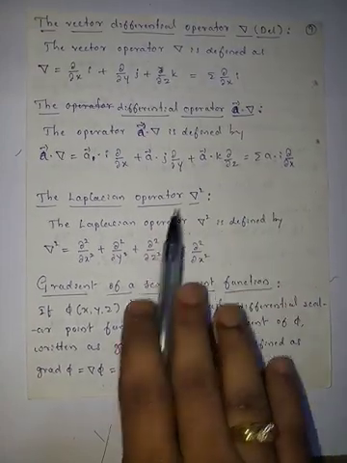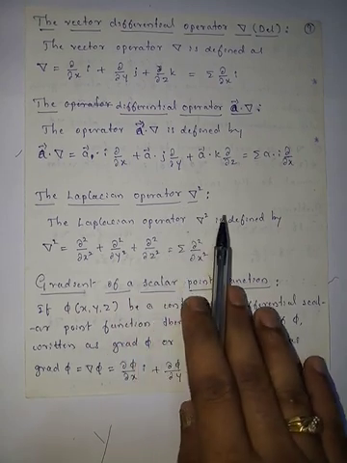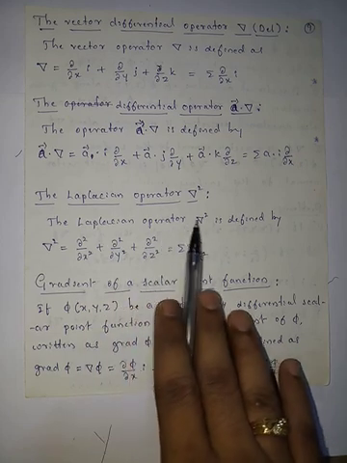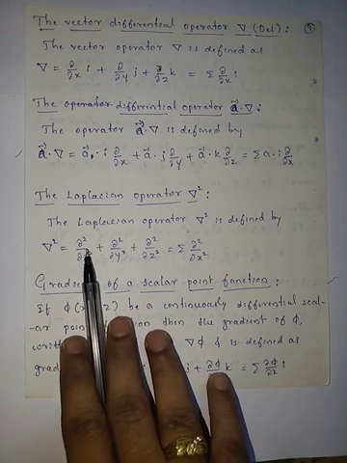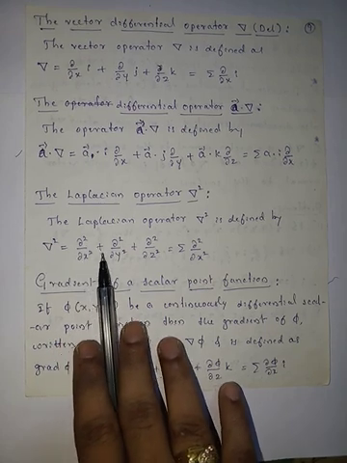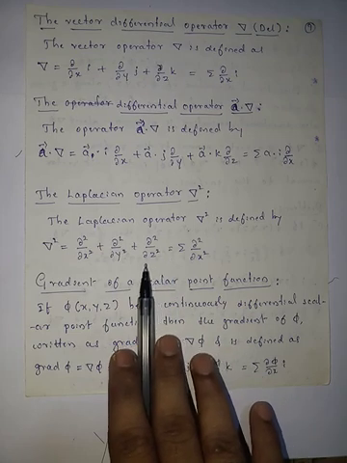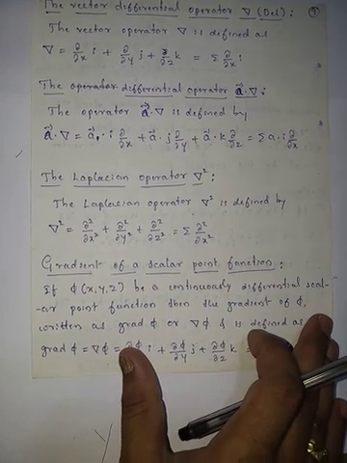Next is the Laplacian operator, del square. The Laplacian operator is defined as del square equals ∂²/∂x² plus ∂²/∂y² plus ∂²/∂z². Okay, this is how we define the Laplacian operator.